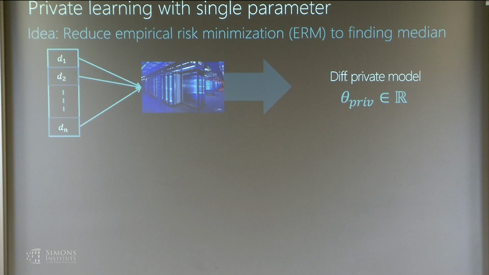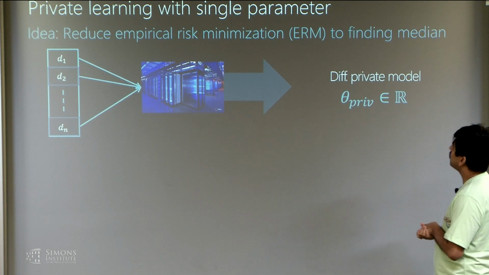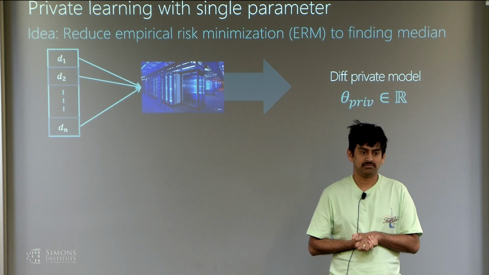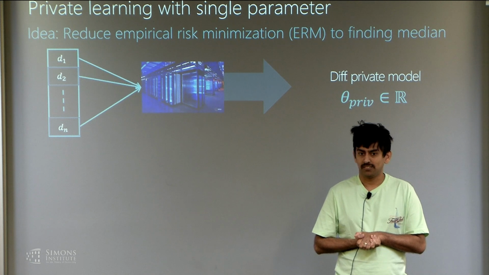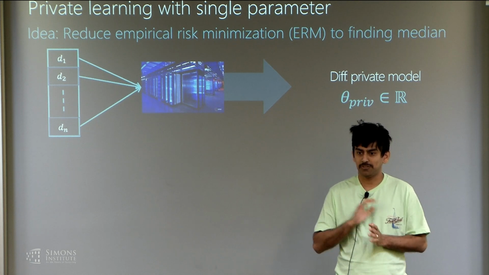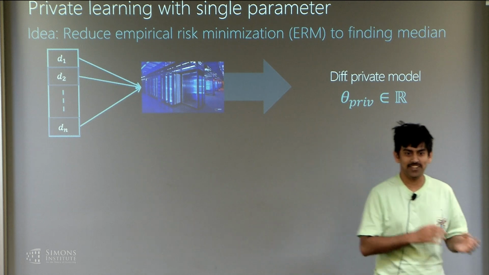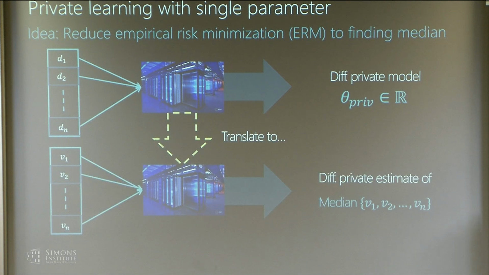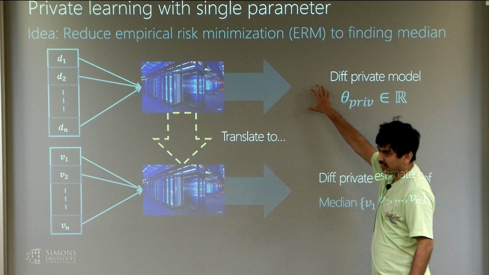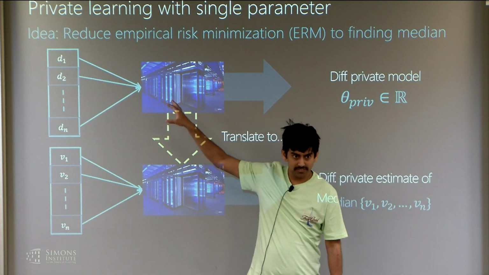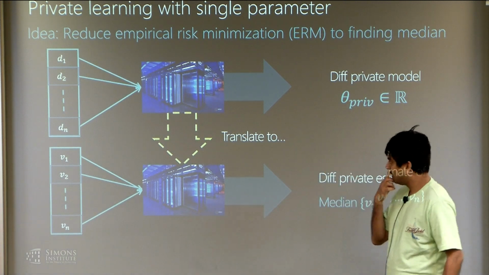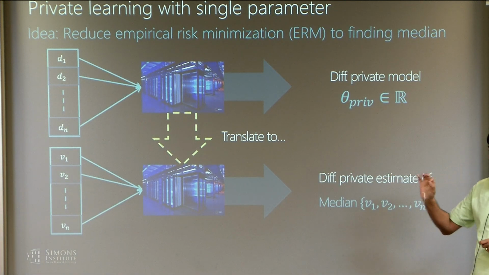The high level idea is that we'll reduce the problem of ERM to finding the median in a data set. If it seems obvious to you, great. If it doesn't, the next few slides will tell you why it is interesting. Median or model? Median. So you have a bunch of data samples. You are training an ERM model with local differential privacy for one-dimensional problems, and we'll do some surgery and translate it into finding the median of a bunch of data samples.